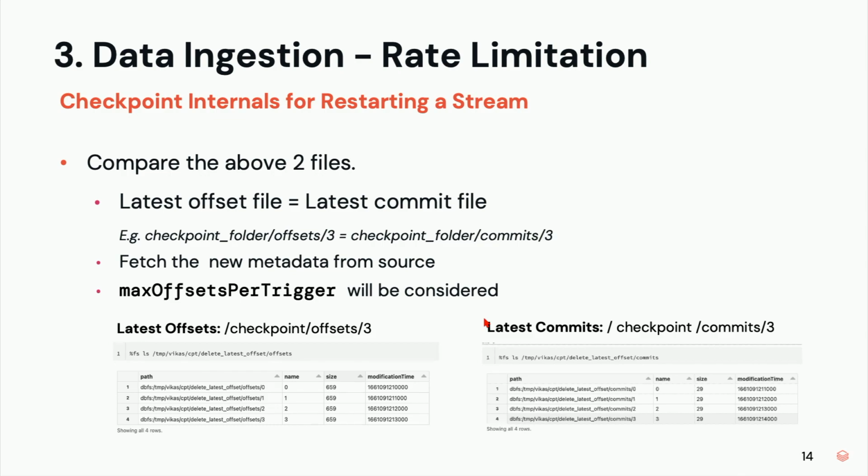Let's take the other scenario. If the framework compares the latest offset file and latest commit file and both are the same, then from the framework's point of view, the previous batch was properly processed, written to the destination, and committed to the checkpoint. So when you restart the stream, it goes to the source and fetches the metadata. While getting that metadata, the rate limitation will be considered. So the point is, the checkpoint plays a major role when there is a restart.